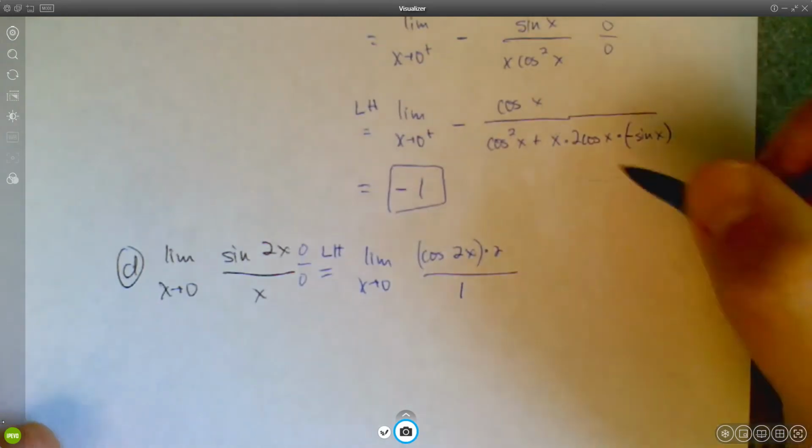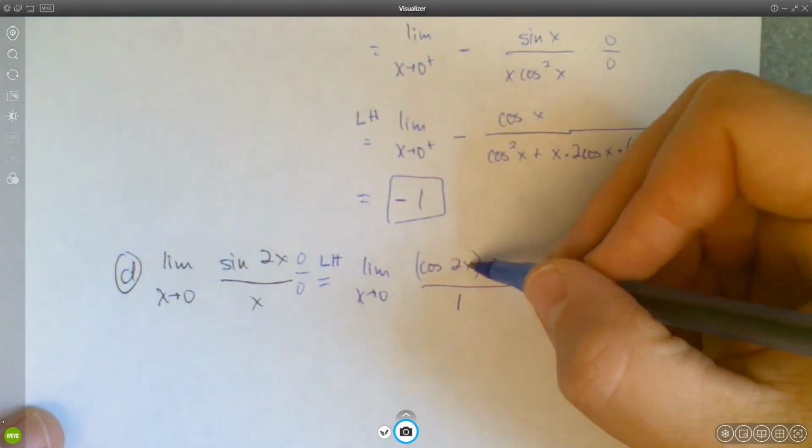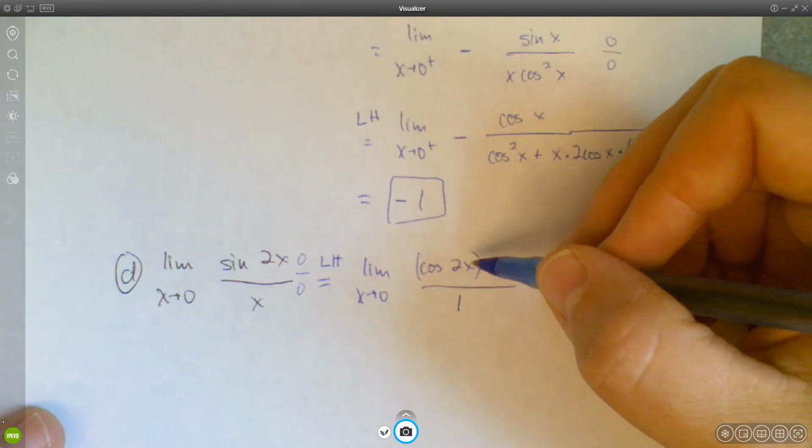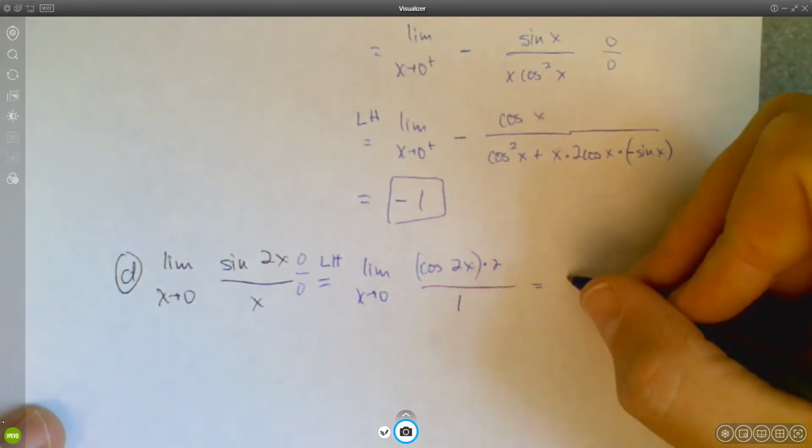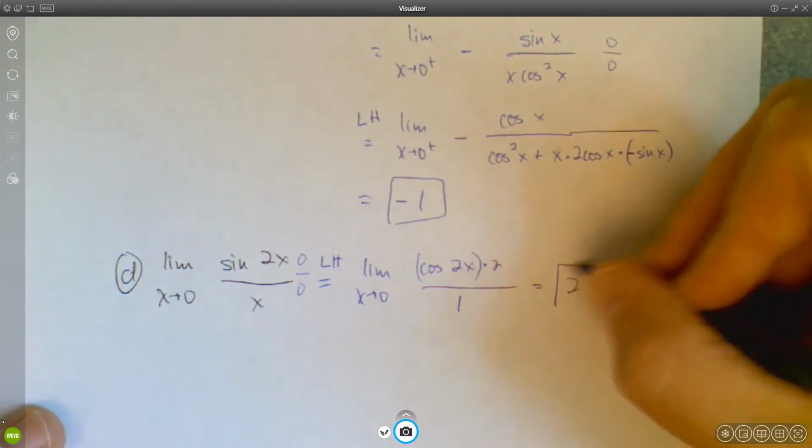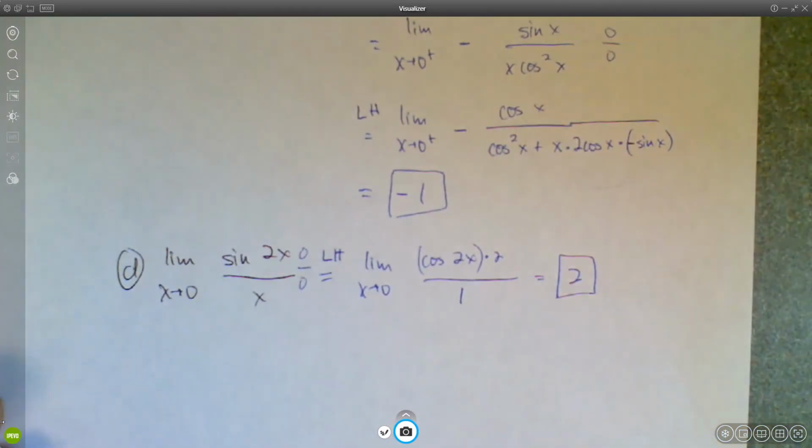So that's not indeterminate, right? If we plug in 0, 2 times 0 is 0, cosine 0 is 1, 1 times 2 is 2. So this is just 2. That was much easier than the previous problem.